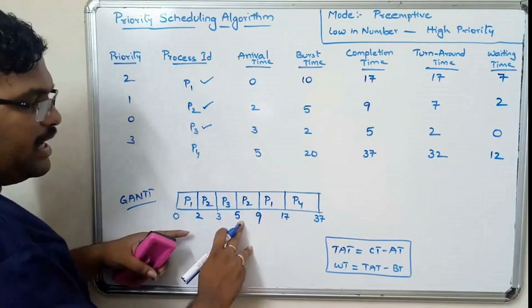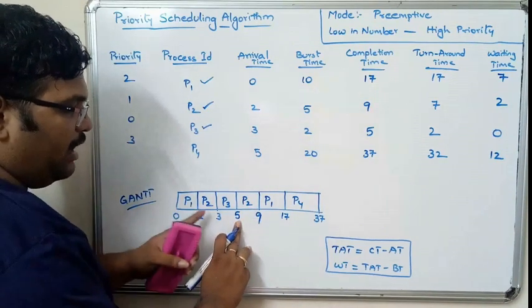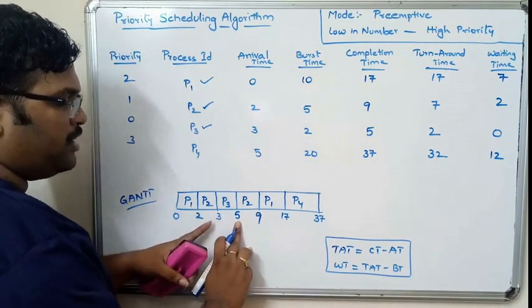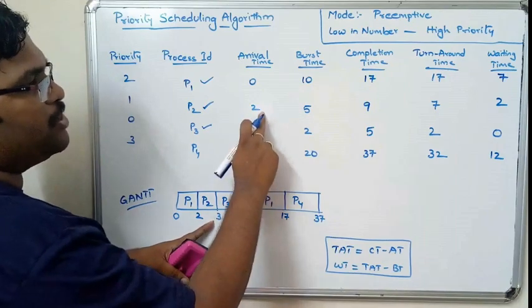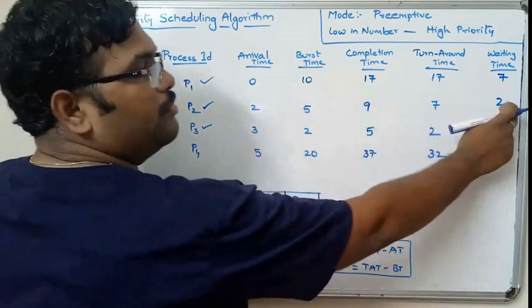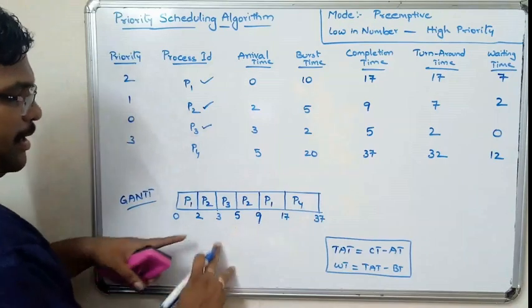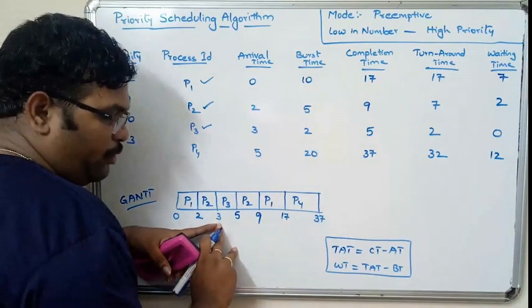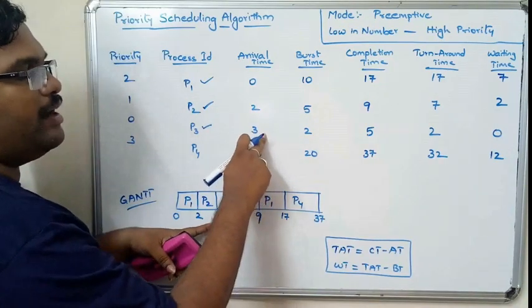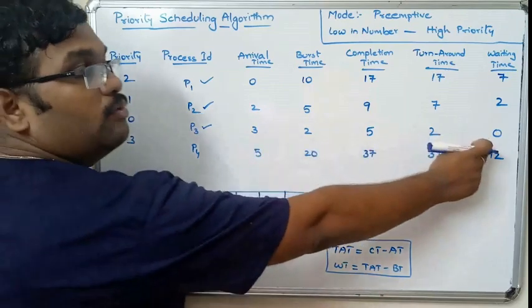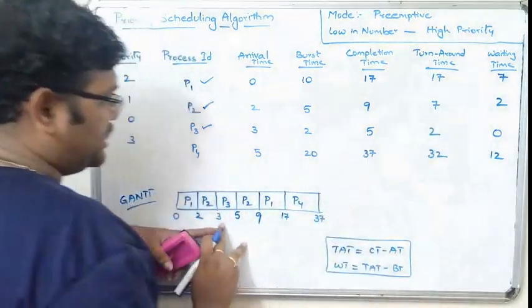Next, coming to P2. P2 is allocated to the CPU at 5 and earlier 1 second is completed. So 5 minus 1, 4, and arrival time is 2. 4 minus 2, 2. Next, P3. P3 is allocated to the CPU at 3 and arrived at 3. So 3 minus 3, 0. There is no waiting time.